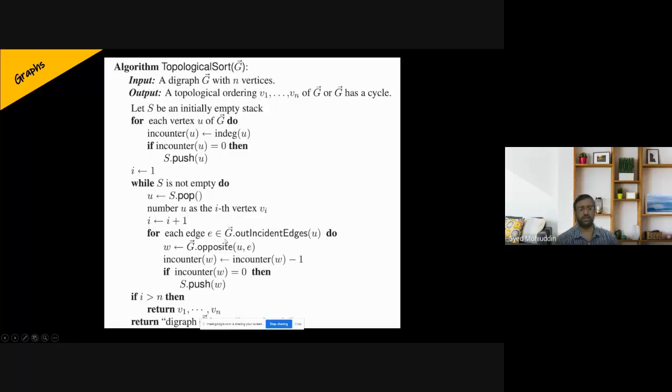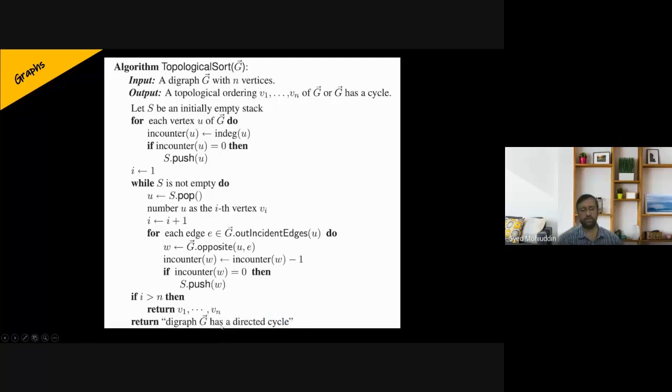Then for each outgoing edge to any vertex W, we decrement its counter. In counter is nothing but what has been storing the in degree. So we decrement the in counter, and if the in degree becomes 0, we push it onto the stack. And then at last, in our case we had 8 vertices, so incrementing again, I becomes 9. So 9 is greater than n, which means we have a topological ordering.